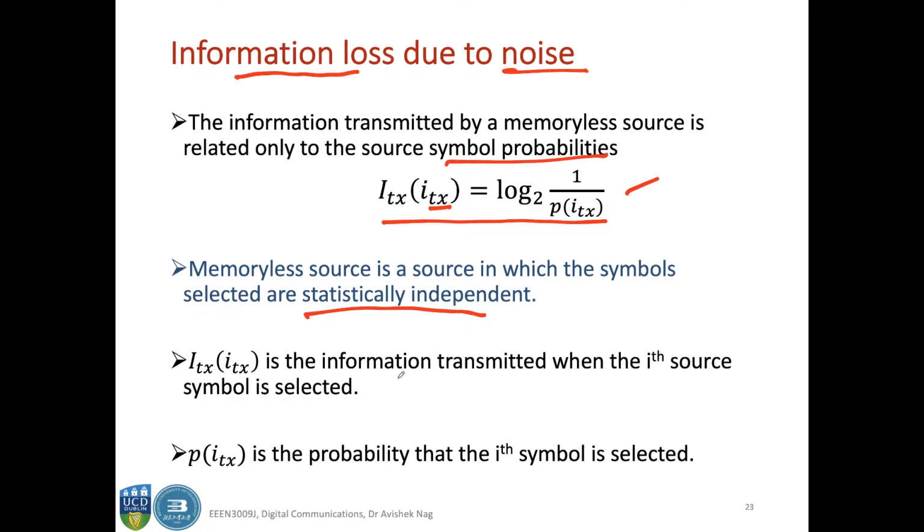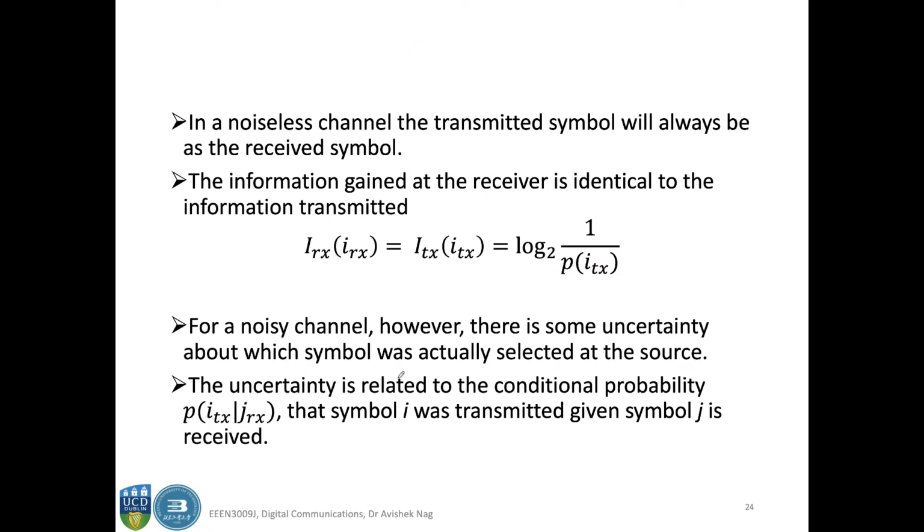Now let's say in a noiseless channel, the transmitted symbol will always be the received symbol. So whatever you are transmitting, you are receiving the same thing. So the information gained at the receiver is identical to the information transmitted. So if you define Rx, that is the information gained in the receiver, that should always be equal to the information transmitted, and that is equal to this.